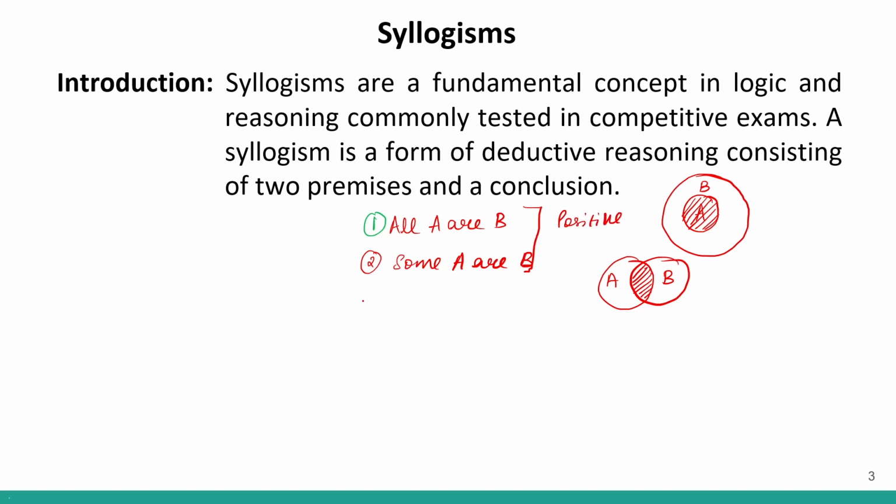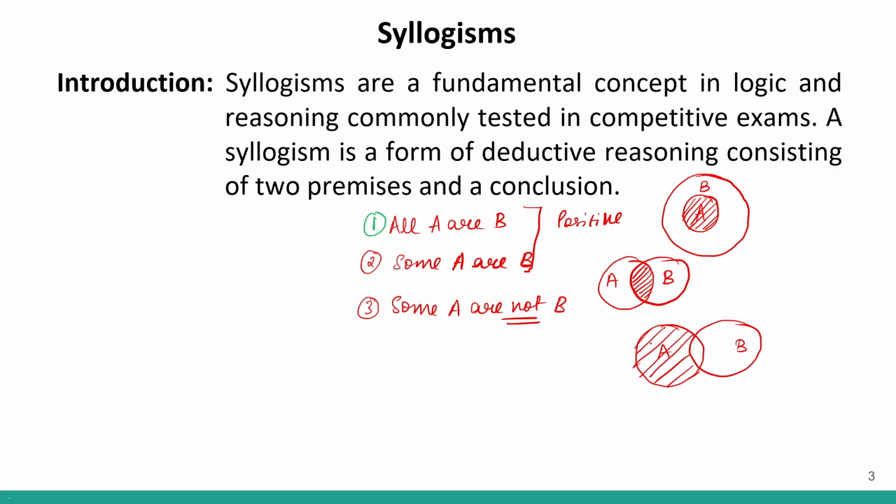Then we have two negative statements. If I say some A are not B, I will have the same diagram, A and B. But when I say some A are not B, the focus is on the word not. That means we are highlighting this data: there is some portion of A that is not B.